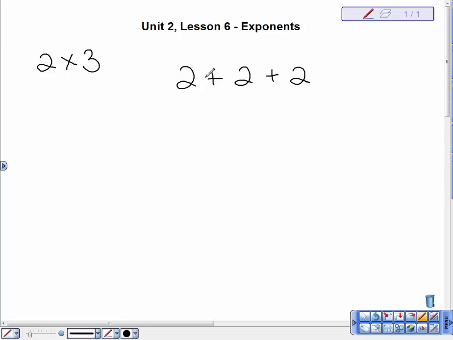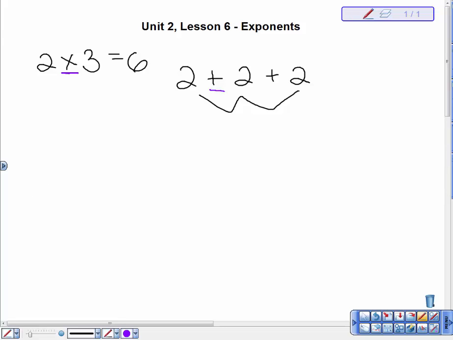So I'm taking 2 and I'm adding it 3 times. That's where we get the 2 times 3 from, because I'm taking 2 and using it 3 times. I'm adding it 3 times. And we know that answer gives us 6. Now, exponents are similar, but they represent multiplying the same number over and over again, whereas multiplication represents adding the same number over and over again.